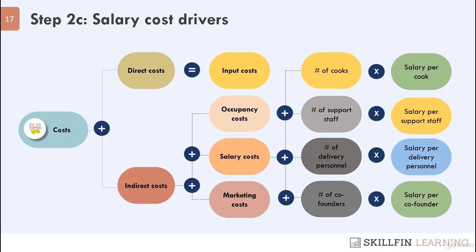We will multiply the number of people employed for each type of the work with the salary we would pay to each employee to arrive at the total salary cost of the business. Let us see how we can do this for the pizza business that we have in our Excel spreadsheet for the next 5 years.